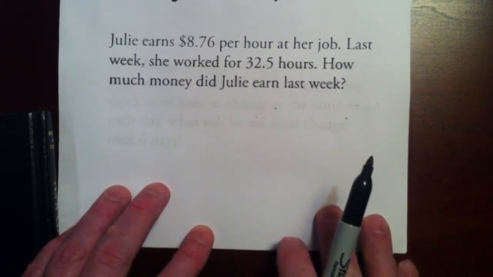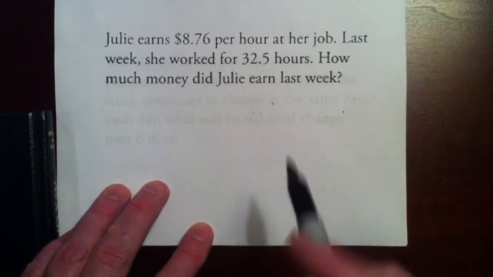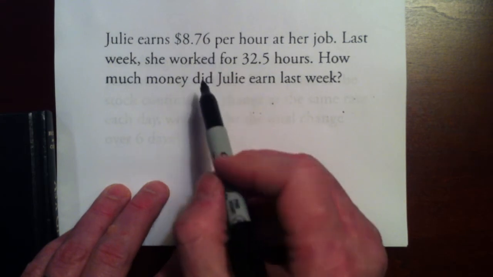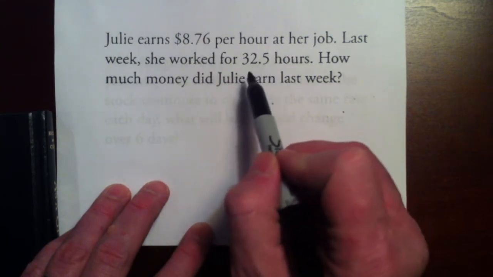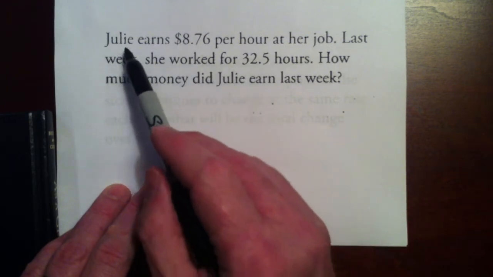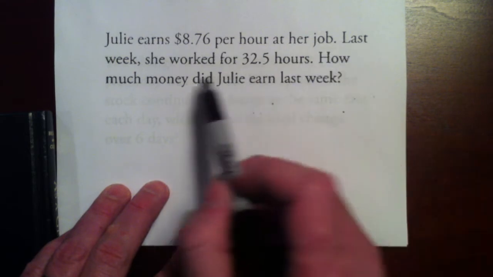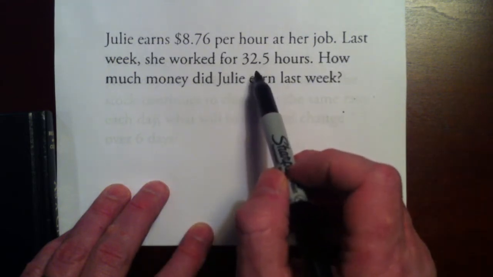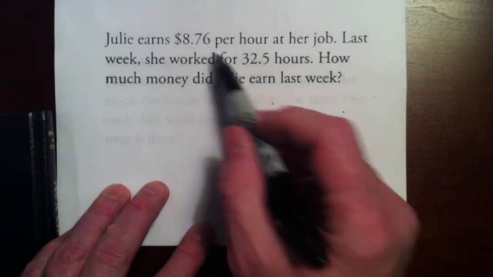Well, just the same as if, one of these days you guys are going to have a job when you're in high school or you're in college, and you know what you make, and you're going to try to figure out about what your paycheck's going to be based on the number of hours you worked. So in order to do this problem, Julie earns $8.76 an hour. She worked 32.5 hours. You need to multiply that out to see what your paycheck's going to be. And don't let these decimals intimidate you.